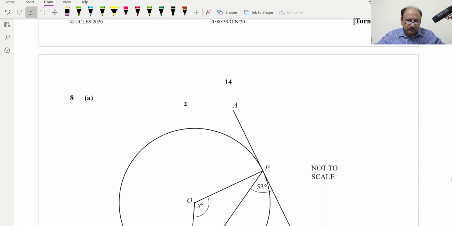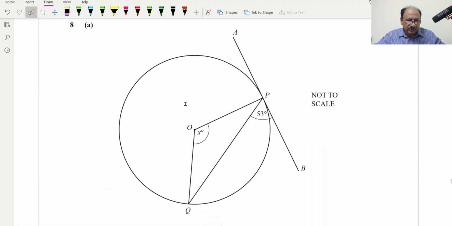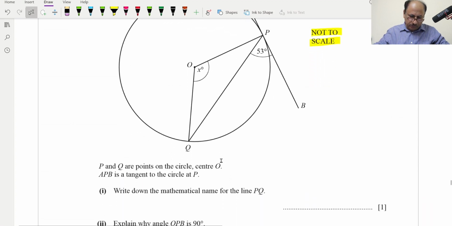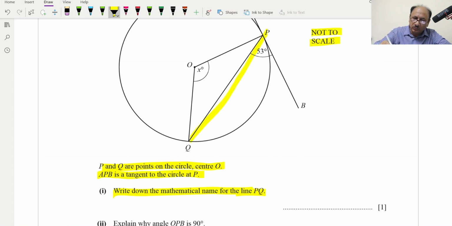Now question number 8, a diagram is provided which is not to scale. P and Q are points on the circle with center O. APB is the tangent to the circle at P. Write down the mathematical name of PQ. And PQ is this one, which is a chord.